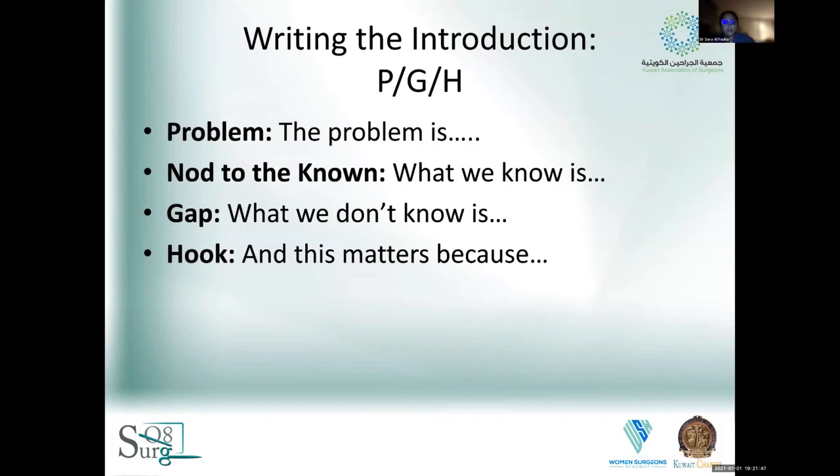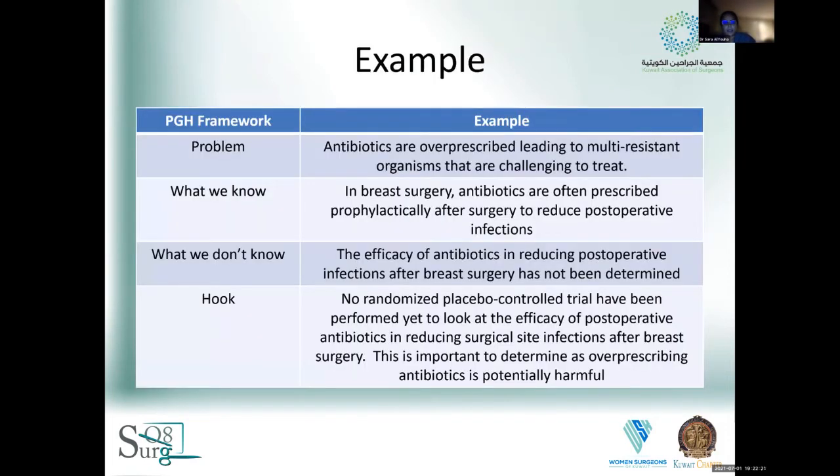So what we know is that vaccines are popular and lots of people are getting vaccinated. The gap is what we don't know. So for example, it could be, but we don't know if the vaccines work for the Delta variant. And the hook is, and this matters because lots of people who are vaccinated are dying from this. So we need to do something about it. So the aim of my research is to blah, blah, blah. So you've sold the entire process to your audience. And this is just an example, the COVID example.